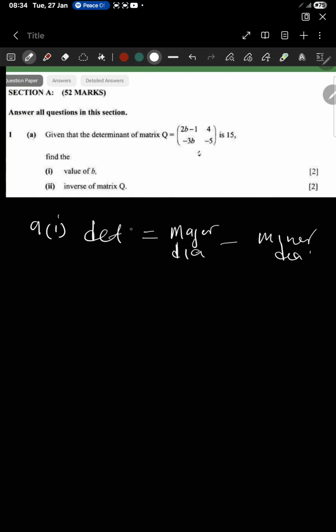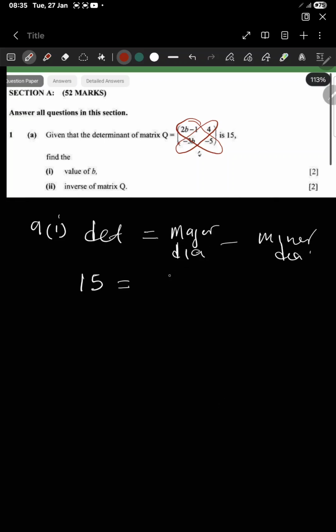Now in this case, we are not getting the determinant, but we are getting the value of B. What you can simply do here is to replace these parameters that are given, such that where there is determinant, we are going to put the 15, because we are already given that determinant is 15. So you can put a 15 here, then is equal to the major diagonal. Major diagonal is simply multiplying those elements that are given in the major diagonal. Then the minor diagonal is also multiplying the elements in the minor diagonal, like that.